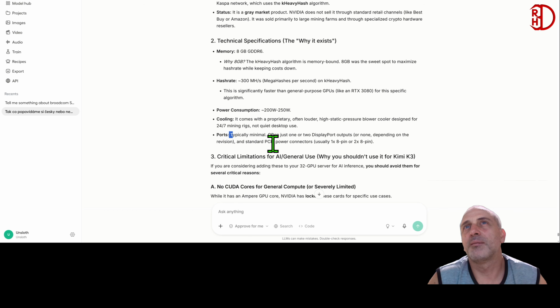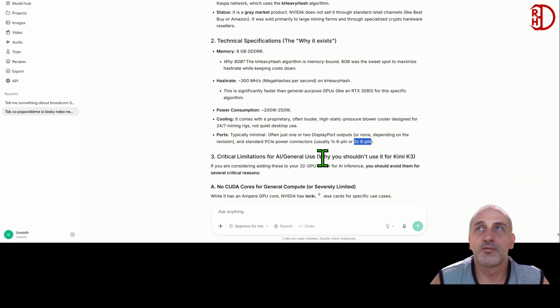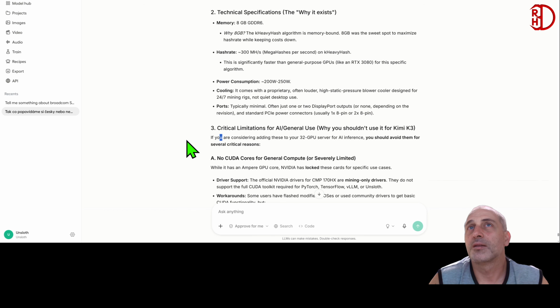Ports, typical minimum, often just one or two DisplayPort outputs, or none depending on the revision, and a standard PCI Express connection. Usually 1x 8-pin or 2x, and the reduction they have 2x8, but generally for the PCI Express power lines, and this one is actually a CPU line, but it's okay.